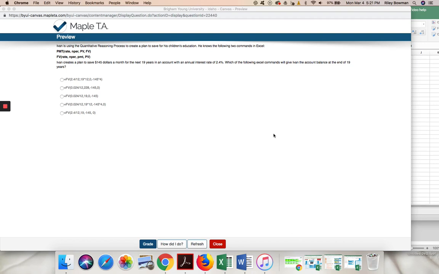Unit 2 Exam Review, question number 17. Ivan is using the quantitative reasoning process to create a plan to save for his children's education. He knows the following two commands in Excel: payment and future value. Ivan creates a plan to save $145 a month for the next 19 years in an account with an annual interest rate of 2.4%. Which of the following Excel commands will give Ivan the account balance at the end of 19 years?